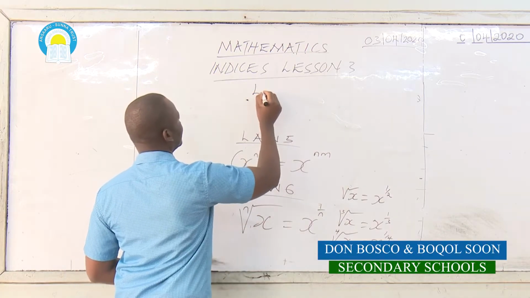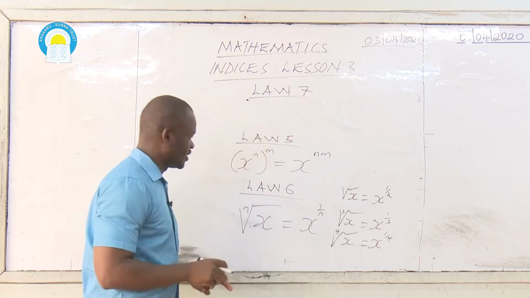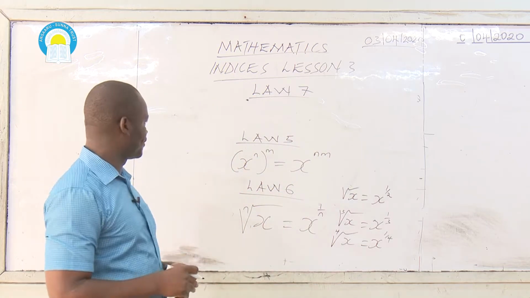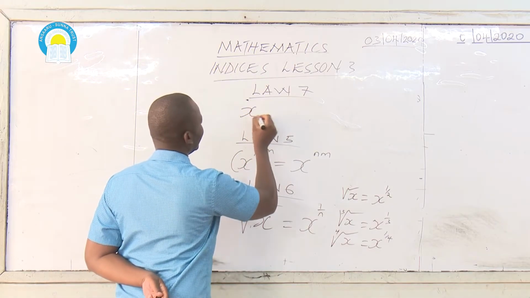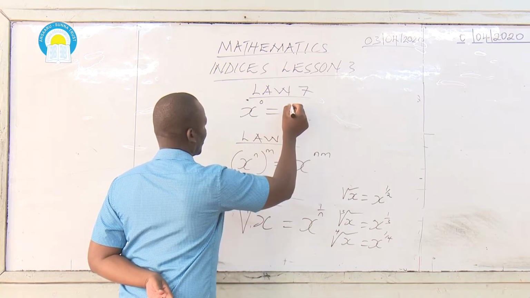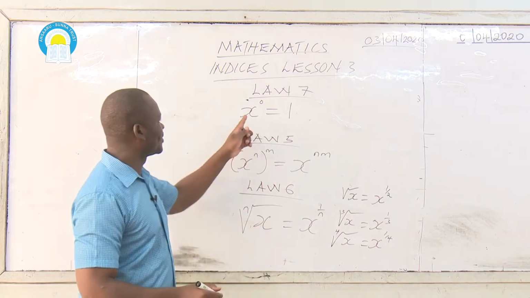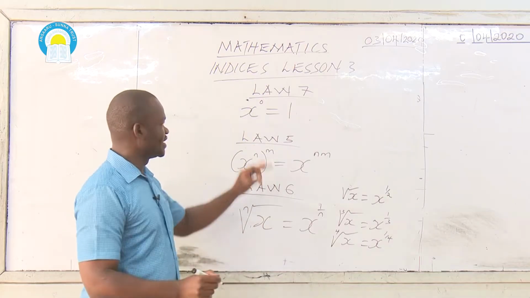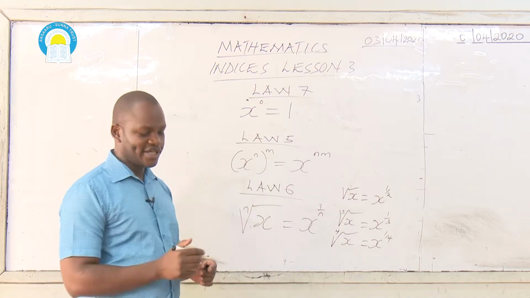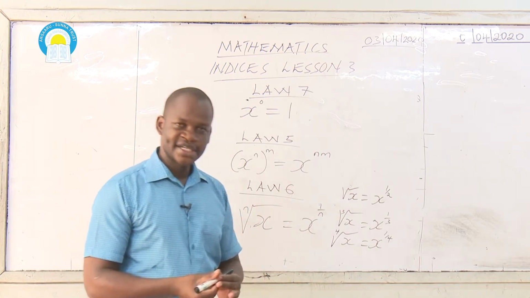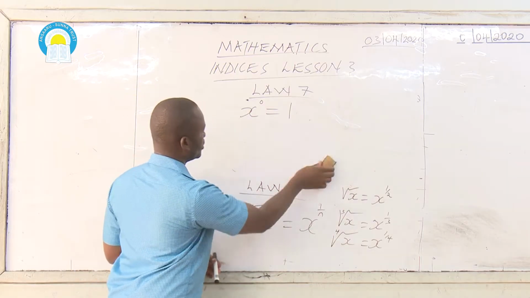So law number 7 was the law in regard to the zero index law. So x raised to power 0, what are you getting? You get 1. We said x in this case represents any number. It can be a fraction, a decimal, an integer, or even a surd. So any number raised to power 0, you get 1.